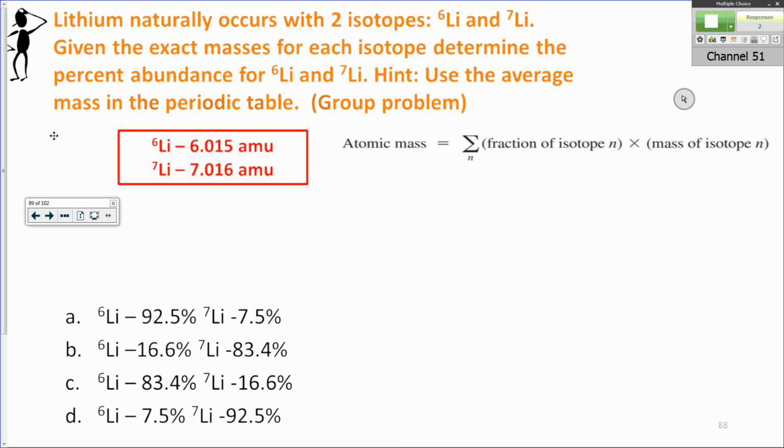This is 6.9. You do the same thing I did with the chlorine a second ago, chlorine-35 and chlorine-37. That's the reasoning of it.